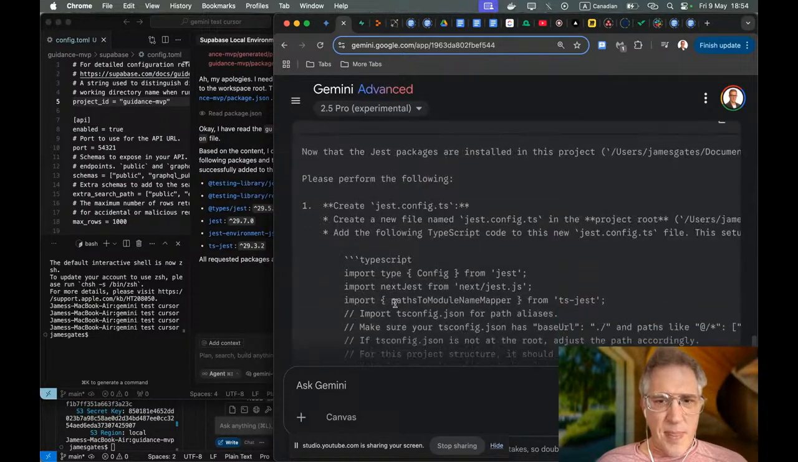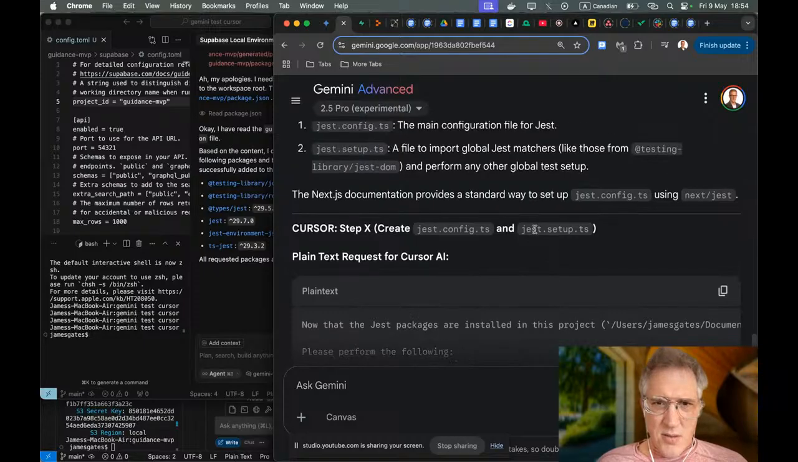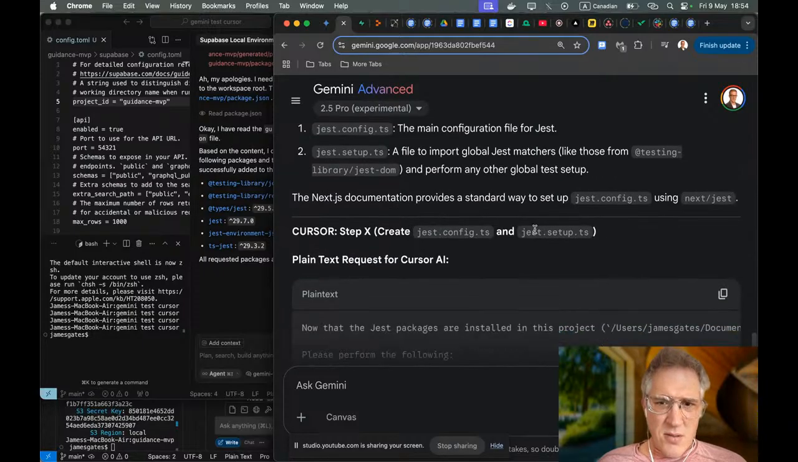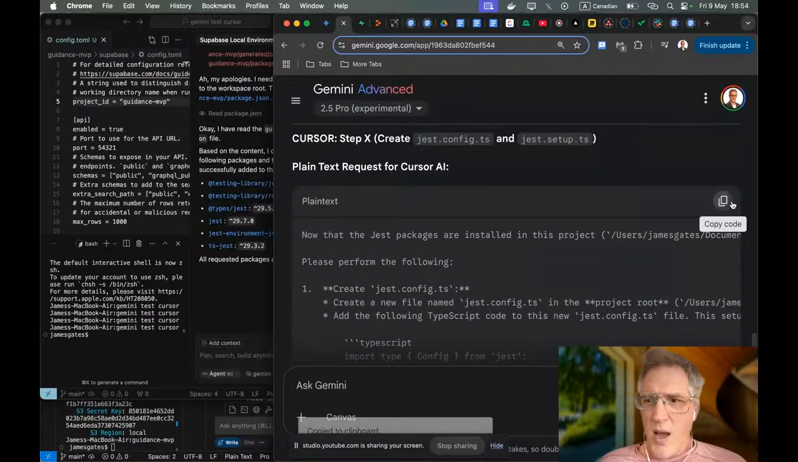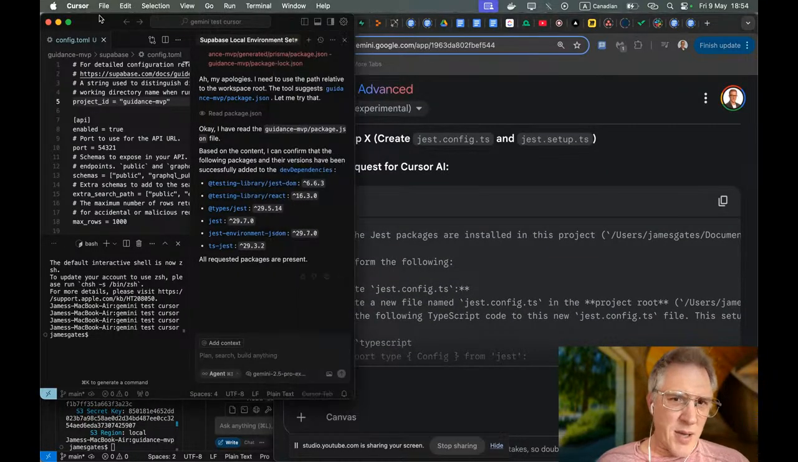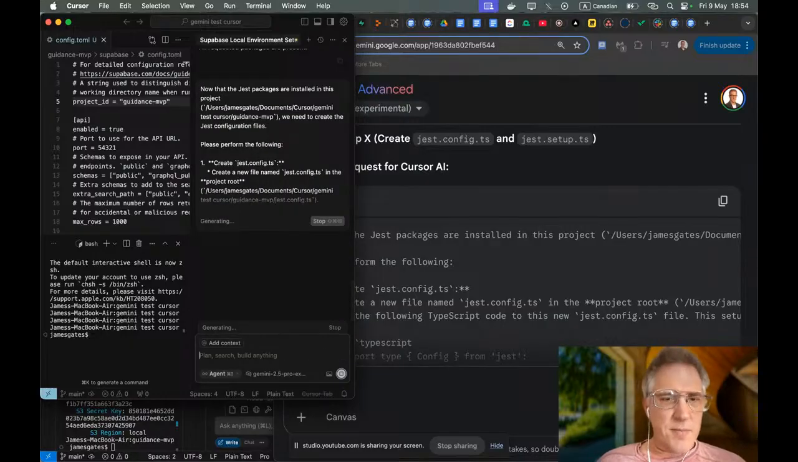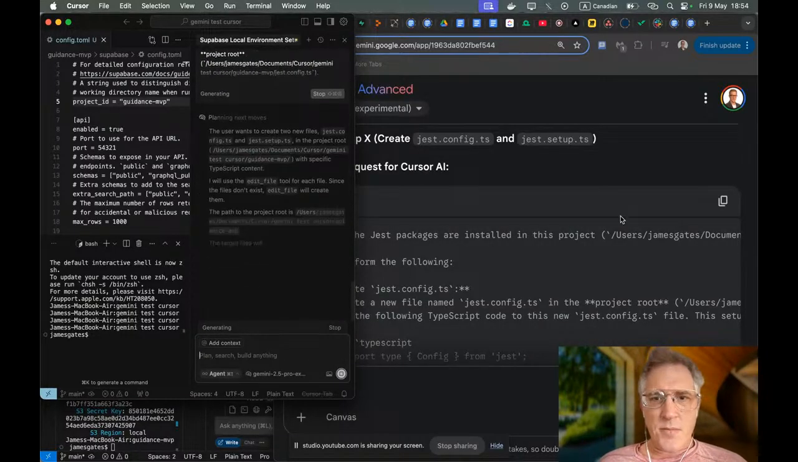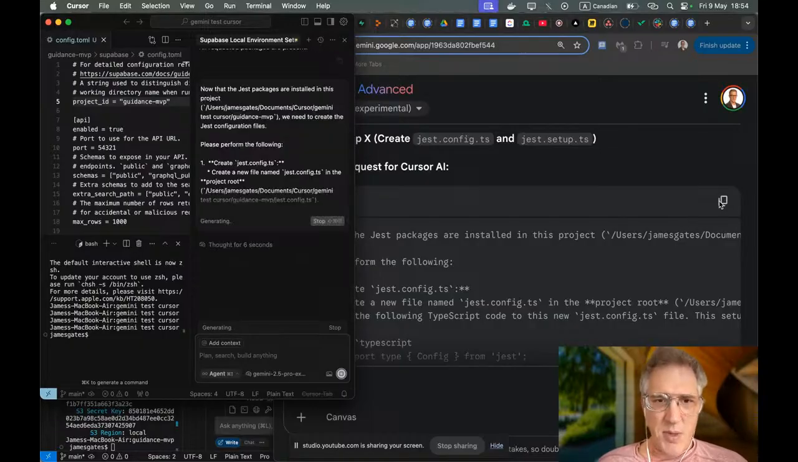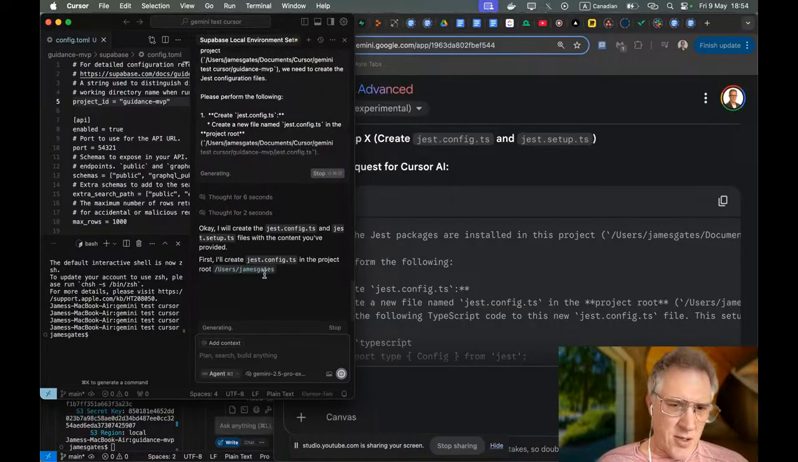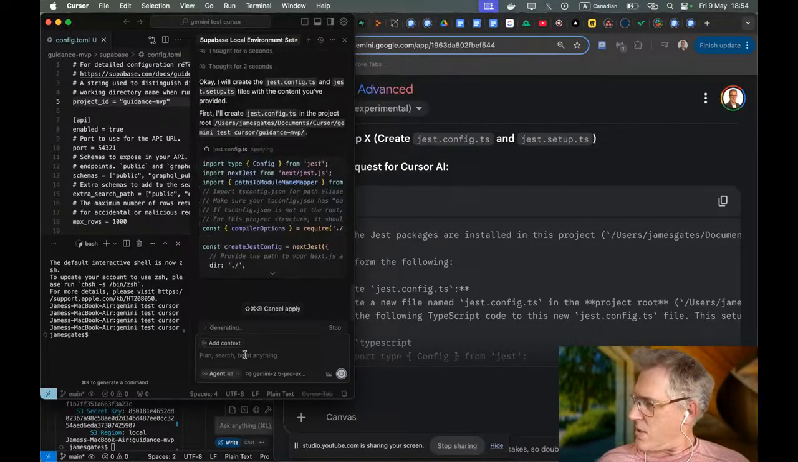So what's going on over here? Just another copy and paste. So why am I doing this copy and paste back and forth? What's the point? There should just be a button, and instead of copy and paste, I should just click this button. It will send it directly over to Cursor and then run it. That's what I need.